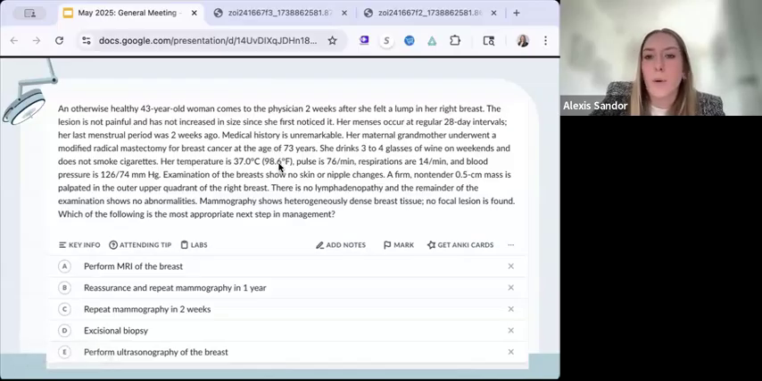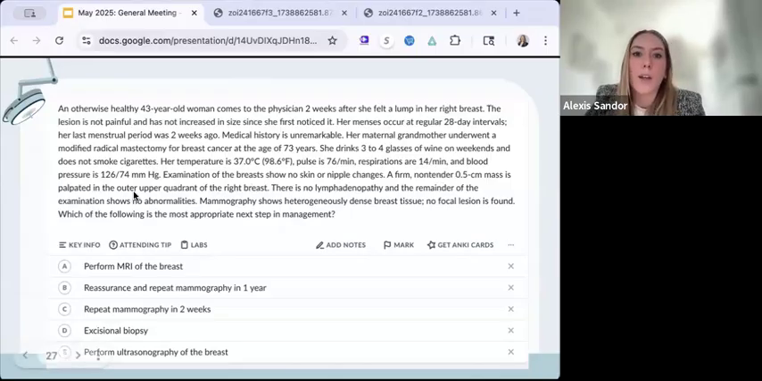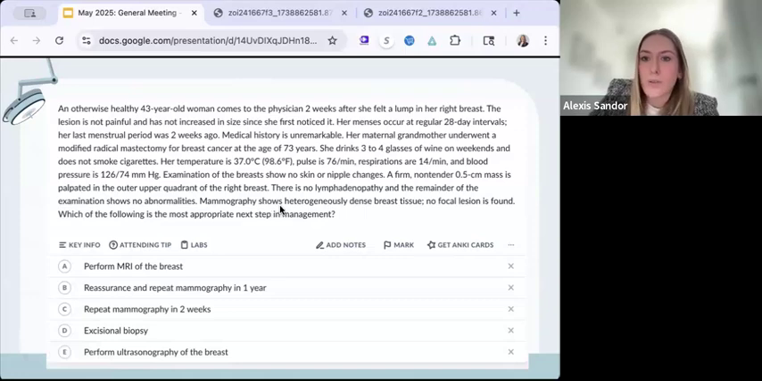Her temperature is 98.6 degrees Fahrenheit, pulse is 76, respirations are 14, and blood pressure is 126/74. Examination of the breasts shows no skin or nipple changes. A firm, non-tender 0.5 centimeter mass is palpated in the outer upper quadrant of the right breast. There's no lymphadenopathy, and the remainder of the exam shows no abnormalities. Mammogram shows heterogeneous dense breast tissue. No focal lesion is found. What is the most appropriate next step in management?